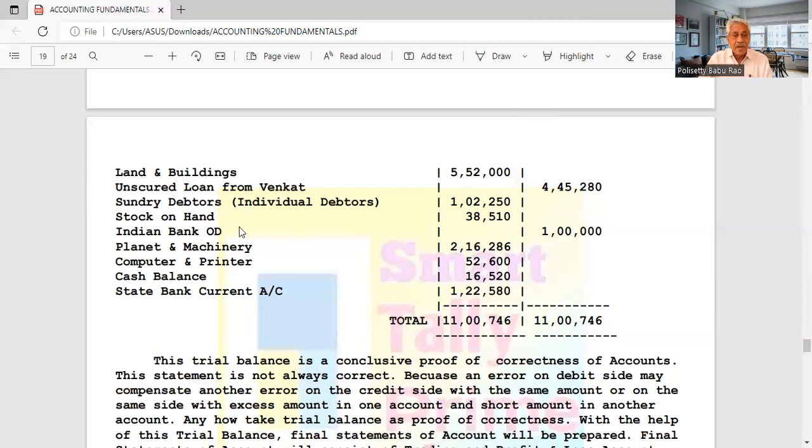Next, Indian Bank OD. We have an Indian Bank account, but we have an OD there. Overdraft means we can withdraw more money than our balance. Then we have to pay it to the bank. So the bank is a creditor to us. That's why it is a separate account.